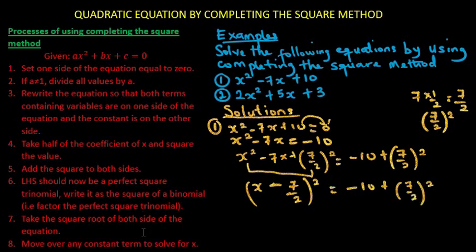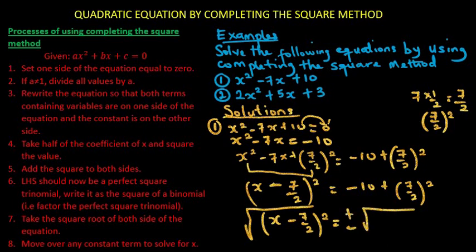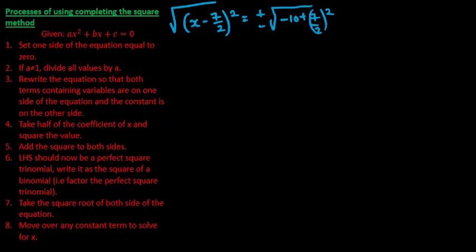Take the square root of both sides of the equation. So now we need to take the square root of both sides of the equation. The aim is to eliminate the square on the left hand side. x minus 7 over 2 squared equals plus or minus. We'll be adding plus or minus to this equation because this is a quadratic equation where we need to get 2 answers for our x or variable. Square root cancels square.